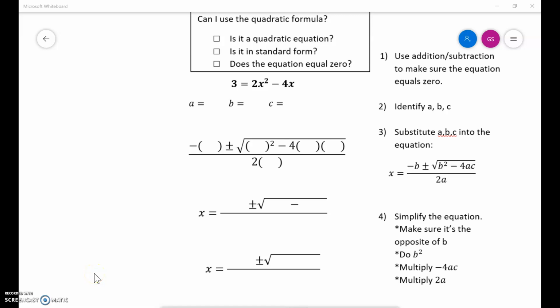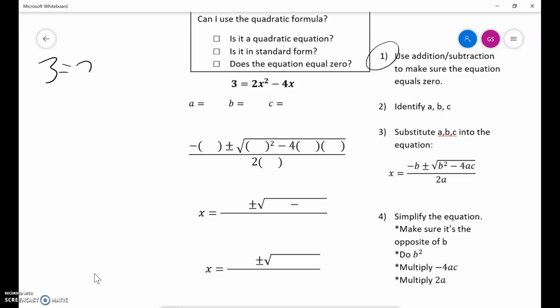Okay, so I'm going to show you an example of all the steps you need to evaluate with the quadratic formula to solve a problem. Okay, so first, step one, we've got to make sure that the equation equals 0. So you can see this equation doesn't equal 0. So we're going to fix that.